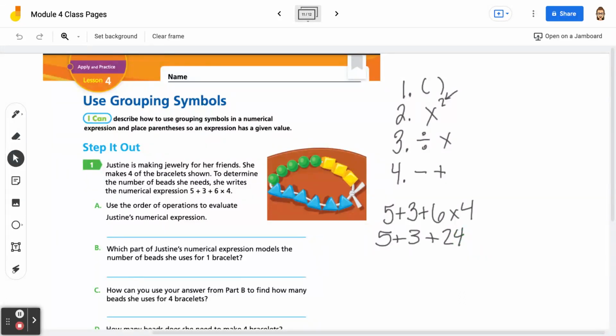Keep going. So we're going to just double check. Any parentheses? Nope. Exponents? No. Division, multiplication? No. Addition or subtraction? Yes, there's addition. And we're going to do the addition in order from left to right. So we're going to start with 5 plus 3. 5 plus 3 is 8. So we're going to do 8 plus 24. And that's all we have left. So we're going to do the 8 plus 24, which is 32. So she's saying 32 is her answer.